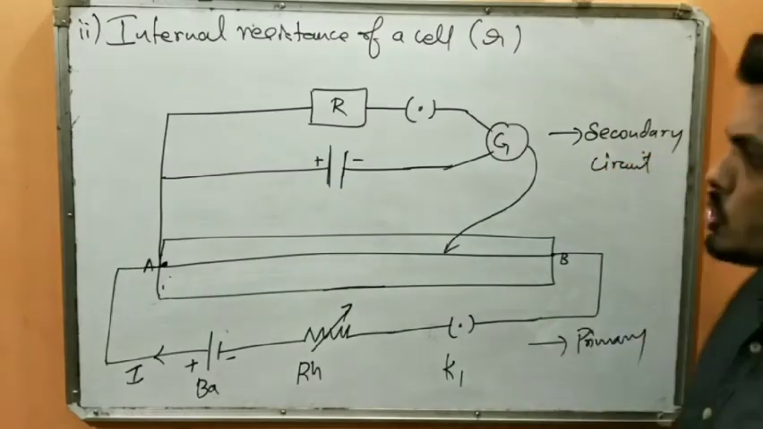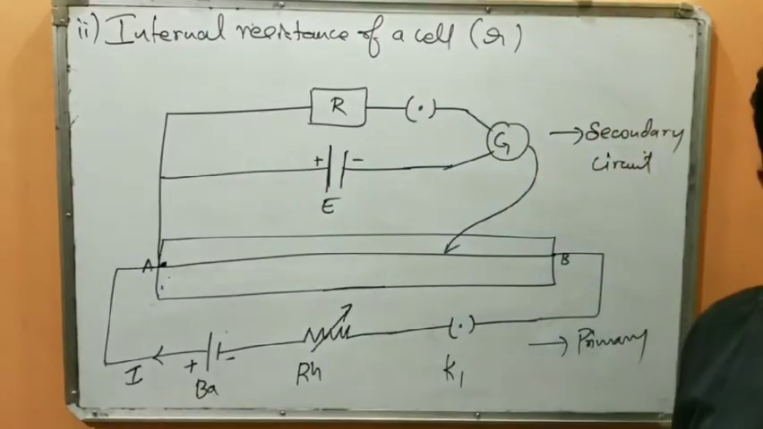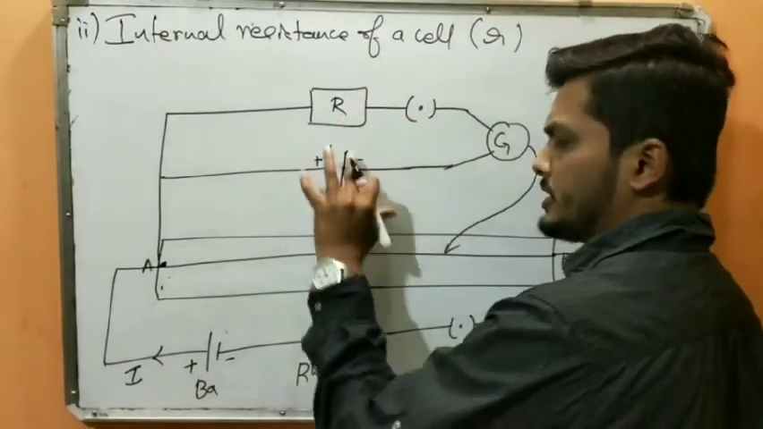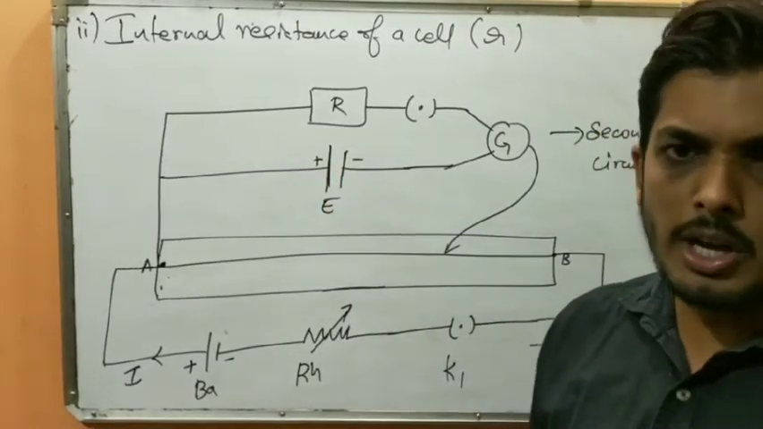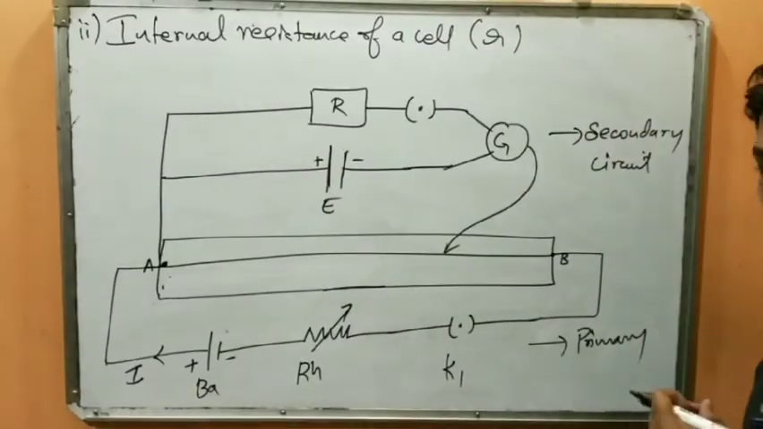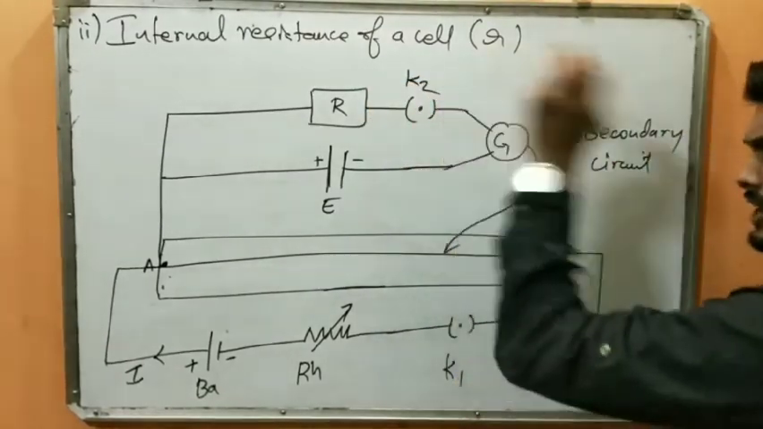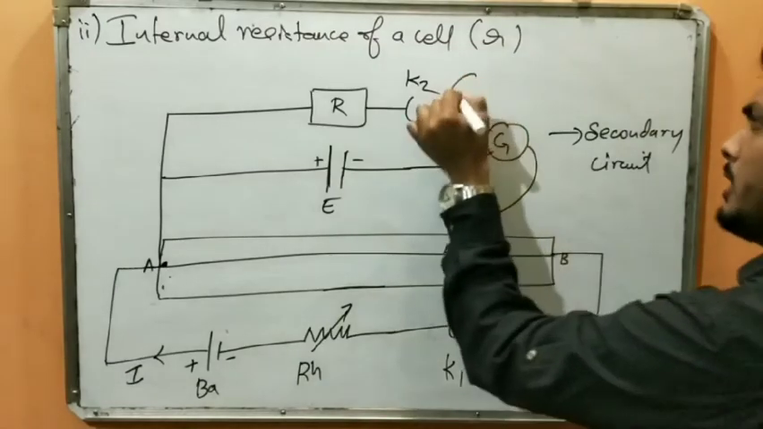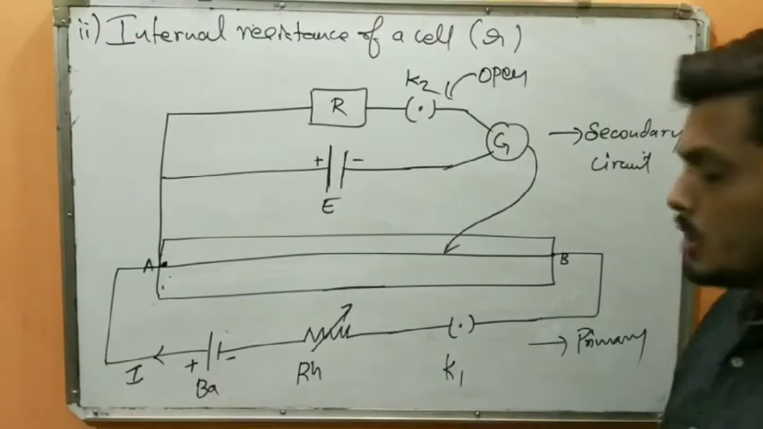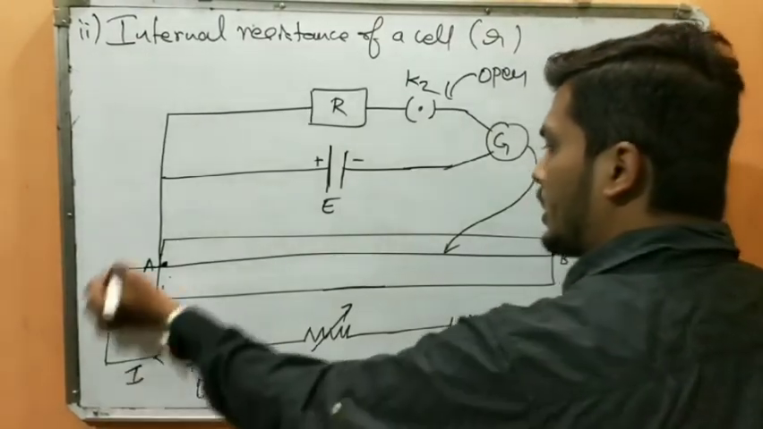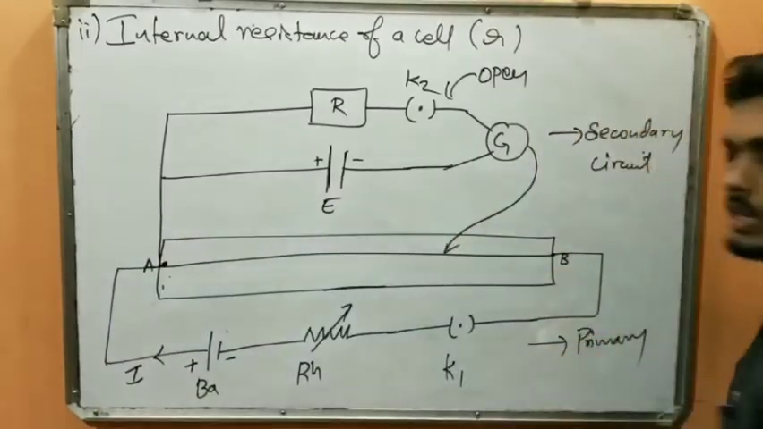Now again there is my cell having a certain EMF E, and I am interested to find the internal resistance of this cell. To find the internal resistance, I am simply connecting it to the potentiometer. Here I have two keys now, K1 and K2. First I will keep K2 open and close K1. So I am allowing the current to flow only through this circuit.